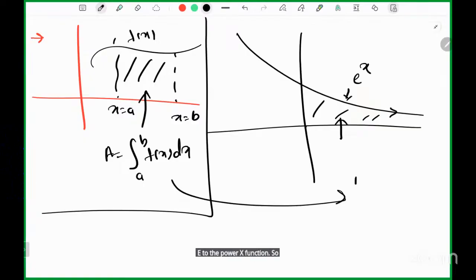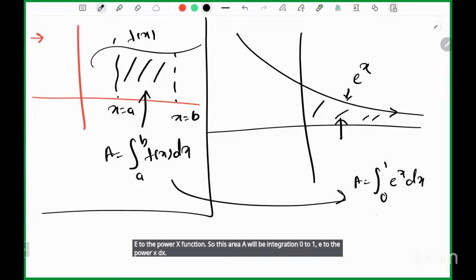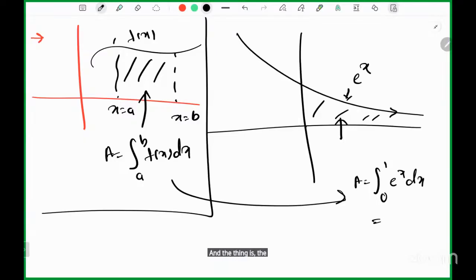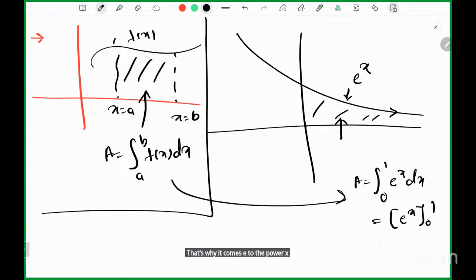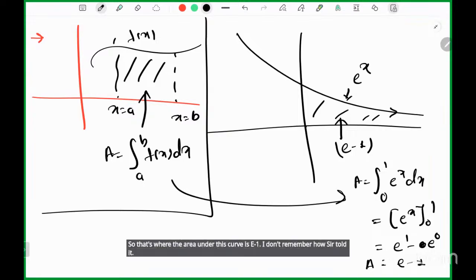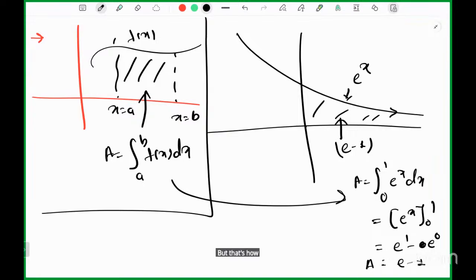So this area will be the integration from 0 to 1 of e to the power x dx. And the integration of e to the power x is e to the power x itself. That's why it comes e to the power x from 0 to 1. So that is e to the power 1 minus e to the power 0, sorry. So that is e minus 1. So that's why the area under this curve is e minus 1. I don't remember how sir told it, but that's also how you can see it just by integrating the e to the power x function.